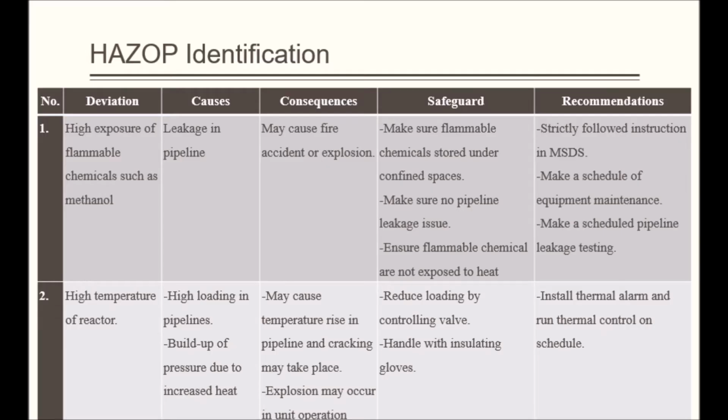There are several deviations that may cause hazards in our process, including high exposure of flammable chemicals, high temperature of reactor, overflow of chemical, incomplete reactor conversion, low flow rate, and process runoff. High exposure of flammable chemicals such as methanol may cause leakage in pipeline and cause fire accident or explosion. In order to prevent this from occurring, we have to make sure that the flammable chemicals are stored under confined spaces and there is no pipeline leakage issue. In addition, we also have to ensure that the flammable chemicals are not exposed to heat.